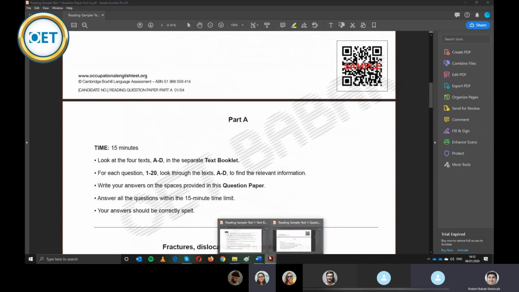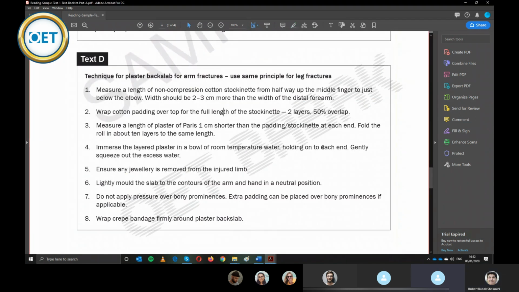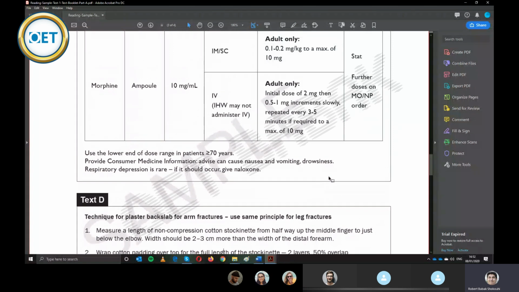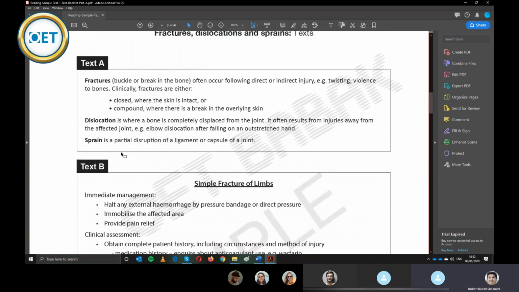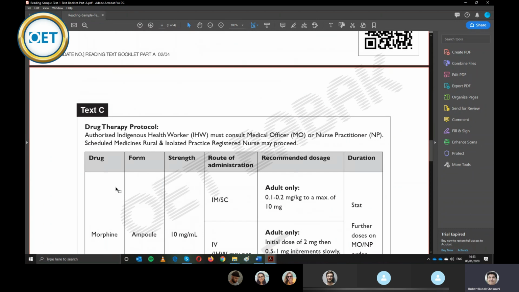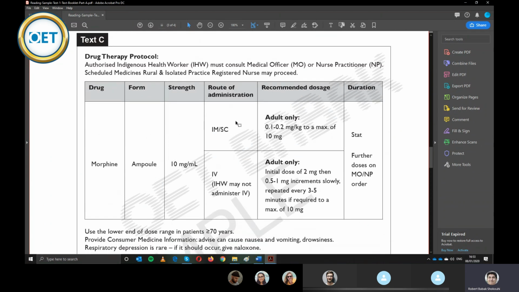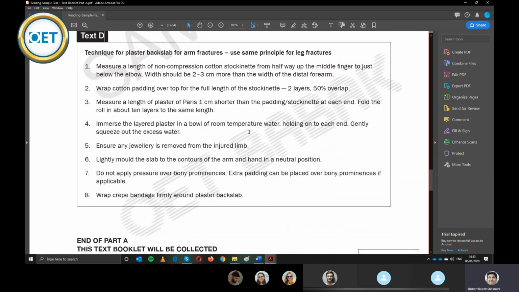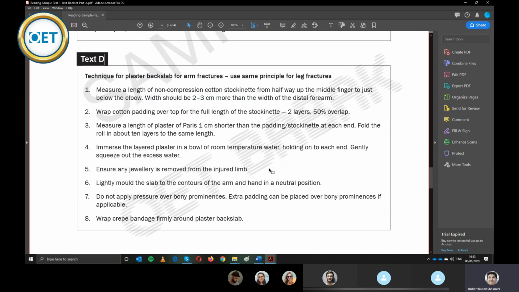Did we talk about skimming? Yes, a quick look. So one of them is a quick look to see what is what. We know that in text A we quickly looked and saw fractures, dislocations, sprains, and their definitions. Part B is immediate assessment and management. Text C is about medications, okay? And D is backslab. So basically, we familiarize ourselves with what is what.